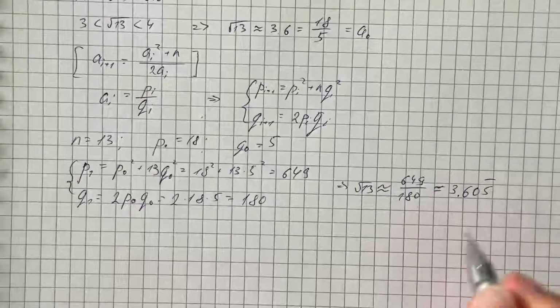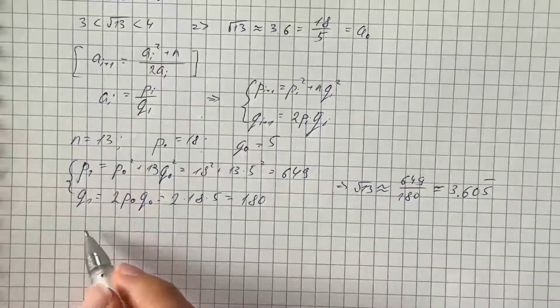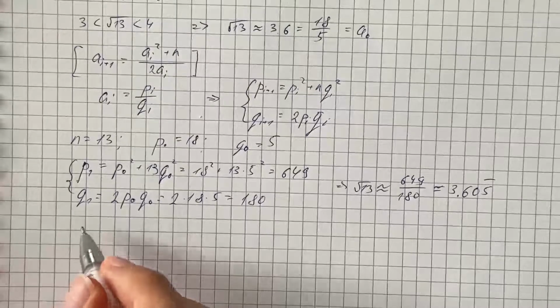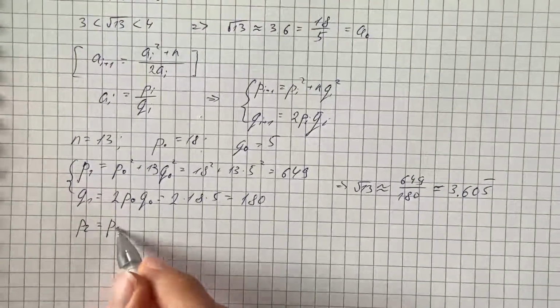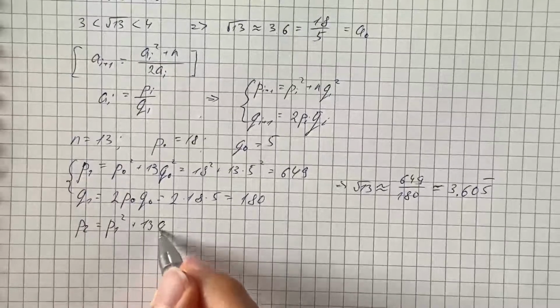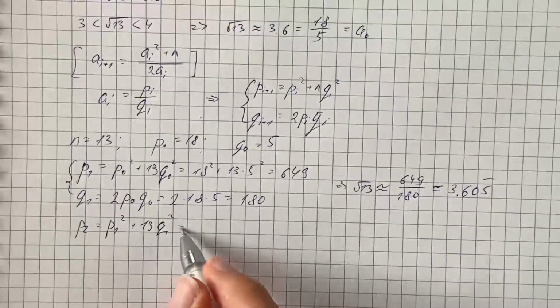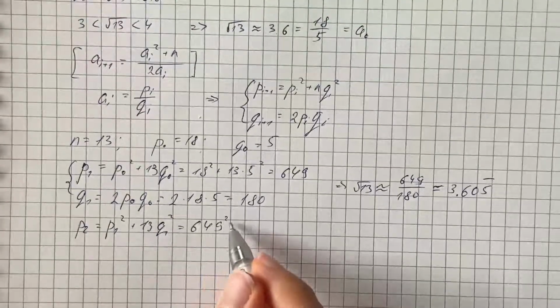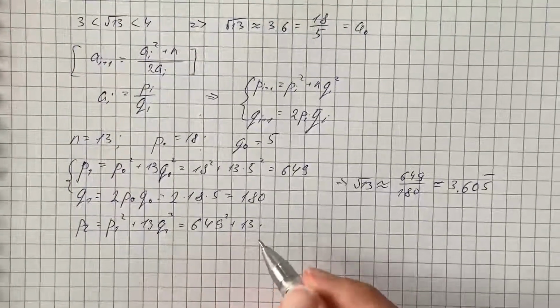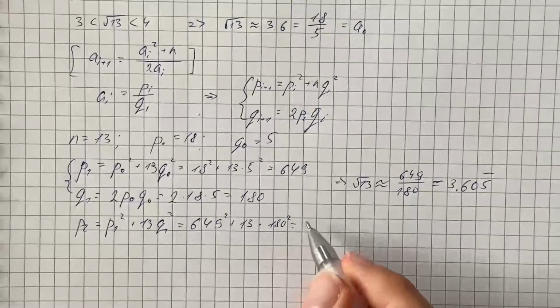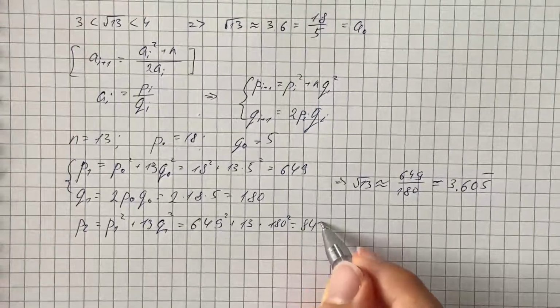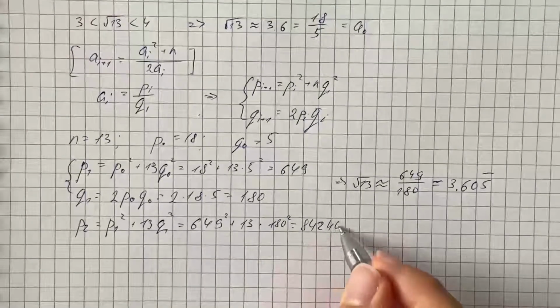3.605. So we're going to do one more iteration. So that's going to be p2 equals p1 squared plus 13 q1 squared, and that's going to be 649 squared plus 13 times 180 squared, which gives us 842,401.